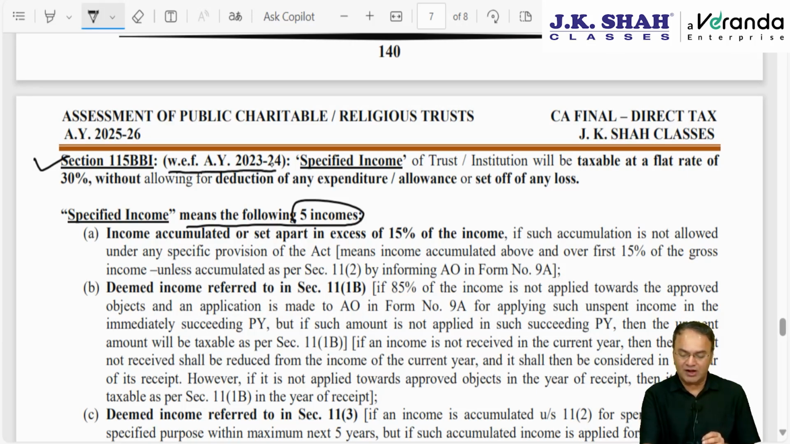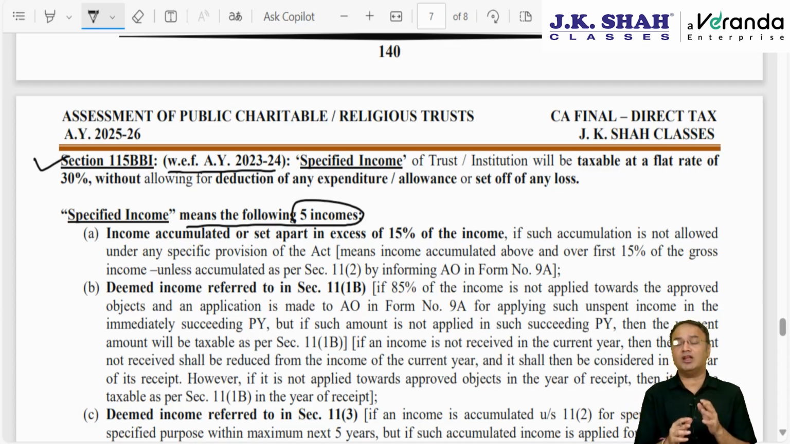Following 5 incomes will be taxed at 30% flat rate. This was introduced in AY 23-24. A question has not yet come on this. Let me warn you, neither in the form of MCQ nor in the form of practical question or descriptive question. A question is expected any time. This is slightly an important point. 5 incomes will be taxable at 30% flat rate.